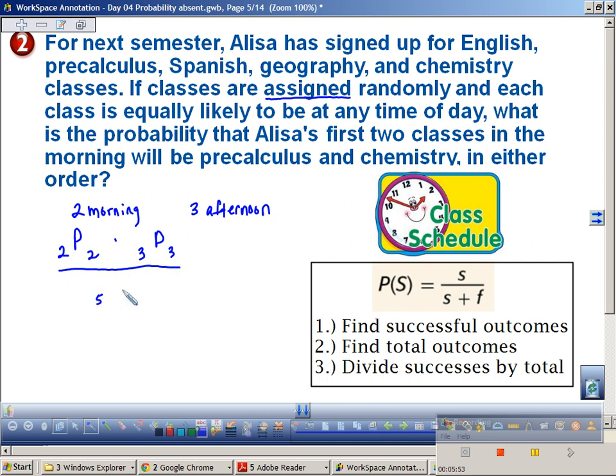And finally, we have to divide that by all the possible classes. So she's got 5 classes, and we've got to come up with 5, picking 5. All right. So hopefully that makes some sense to you. I know it's a little bit difficult. I hope you understand why it's a permutation, because it's assigned. We've got to account for all the possibilities in the morning, plus we've got to have all the possibilities in the afternoon, because they both factor in.